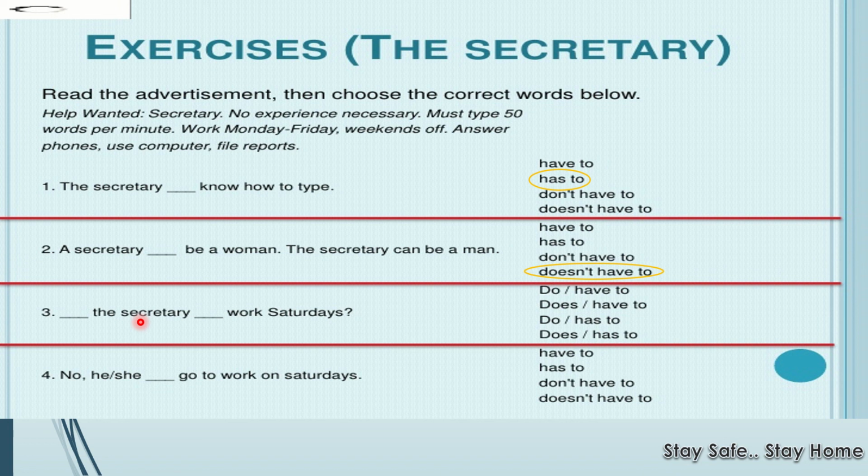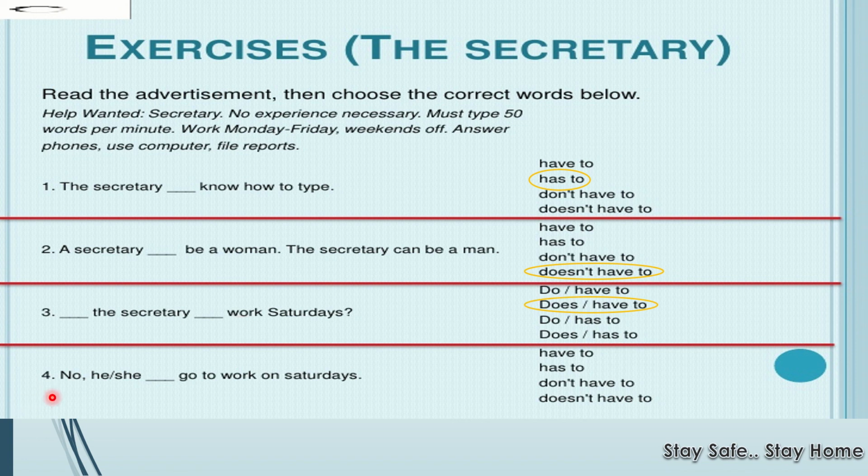Let's look at it. The secretary. The secretary is a singular. A singular uses does. So it should be does plus have to or does plus has to. But let's continue, guys. Does the secretary, and we always said, always in interrogative forms, we use have to. We never use has to. Okay, because after do, does, and did, we always use have to. We never use has to. Okay, so the answer is, does the secretary have to work Saturdays?